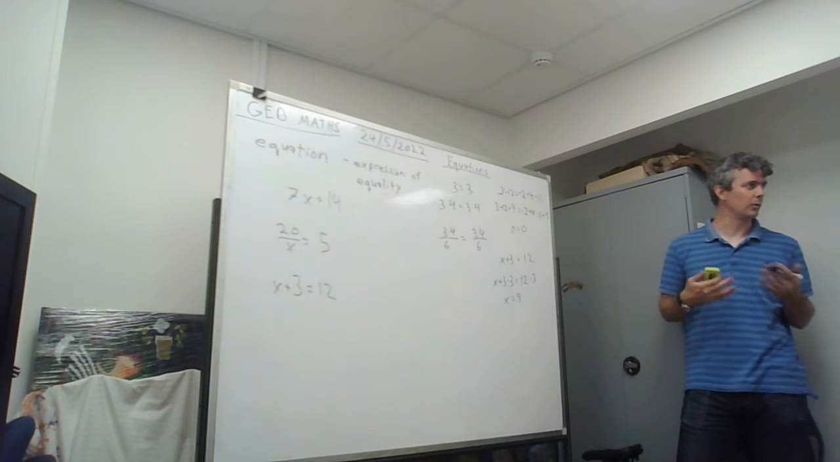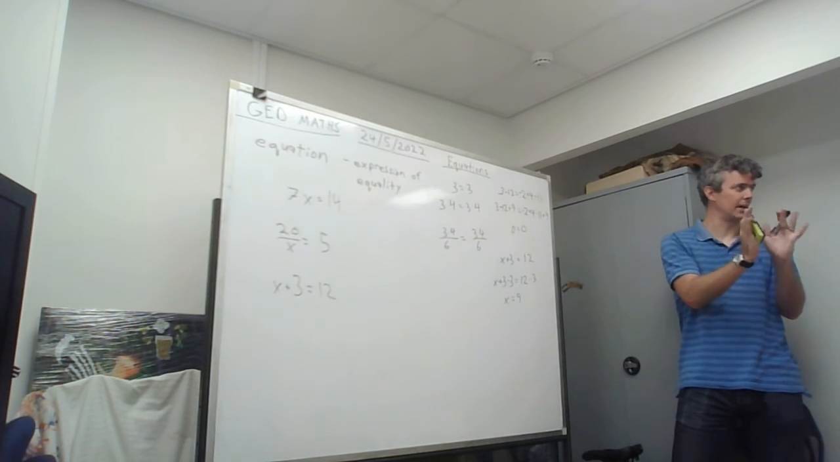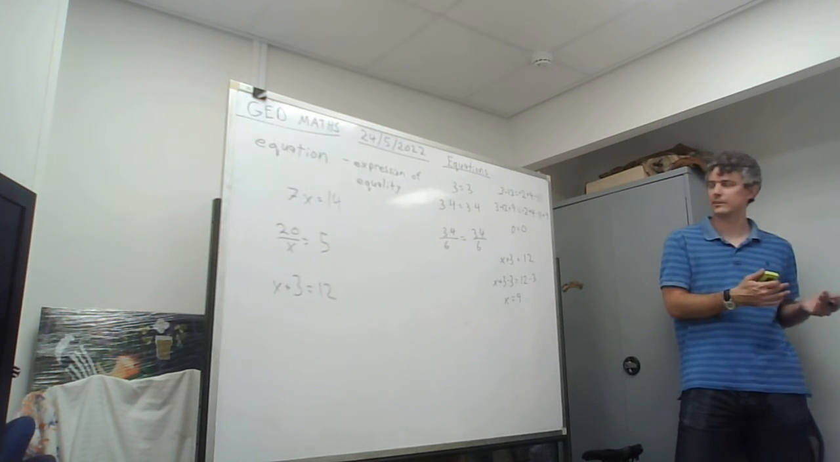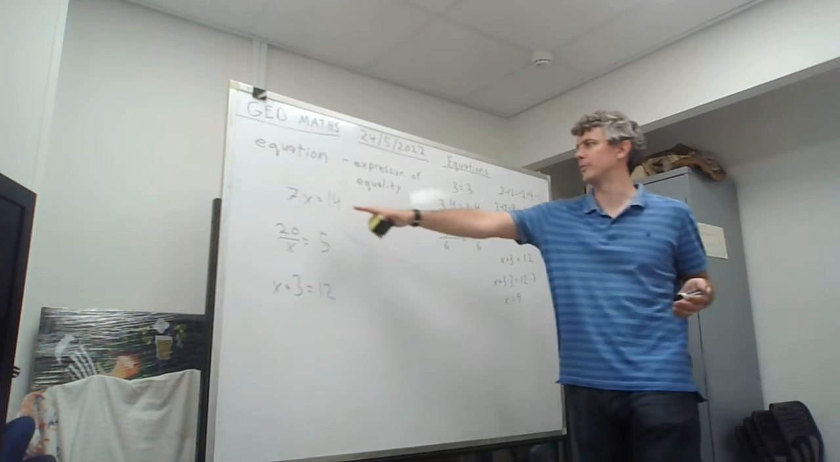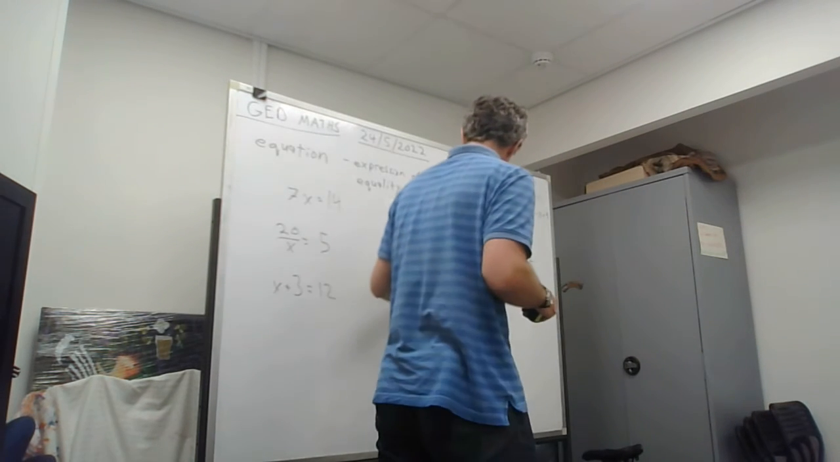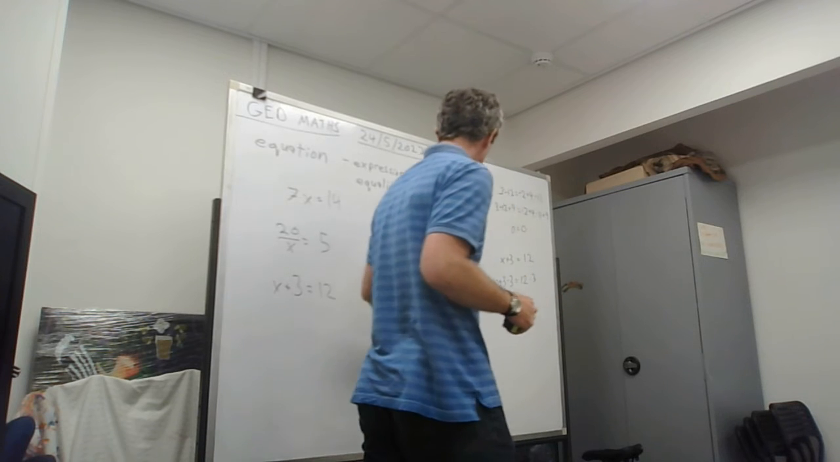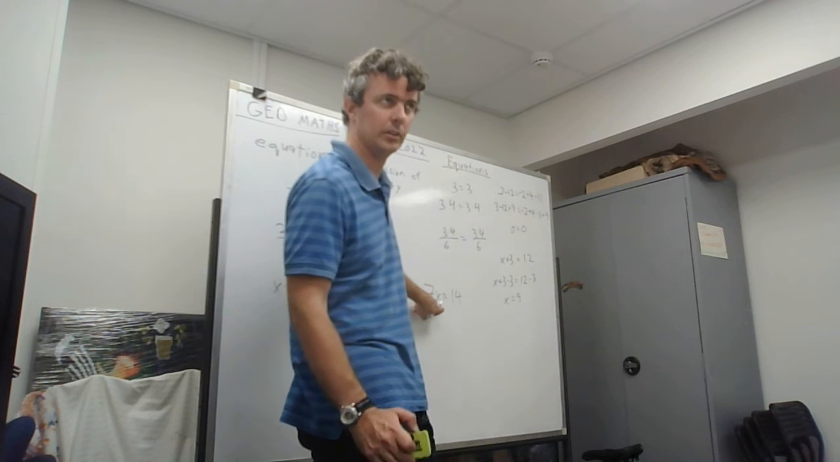So that's how we solve equations. We try to get x by itself on one side, or y, or whatever the variable is. Usually when we're using x. Right? This one, for example, 7x equals 14. To get x by itself, what do I have to do?